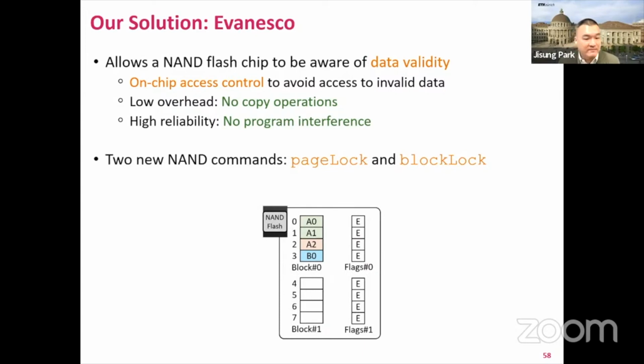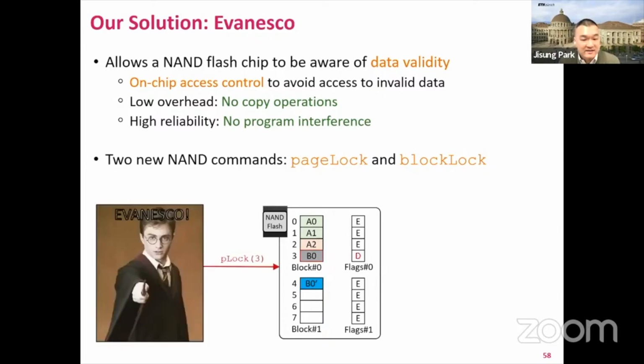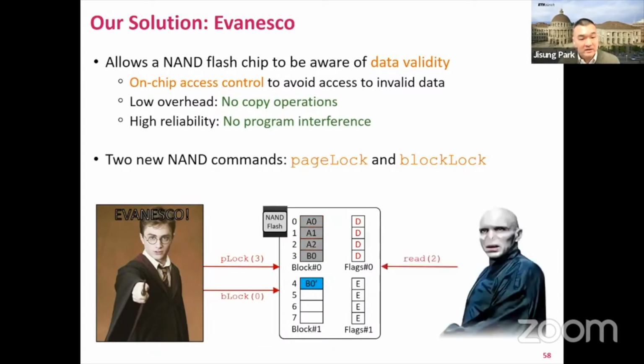To sanitize a page, the SSD firmware sends a P-lock command that disables the page's access permission flag inside the NAND flash chip. And if a block needs to be sanitized, the B-lock command disables all the pages in the block. Even if an adversary directly accesses the raw flash chip, the chip just returns dummy data, let's say all zero data, for any access to an invalid page.